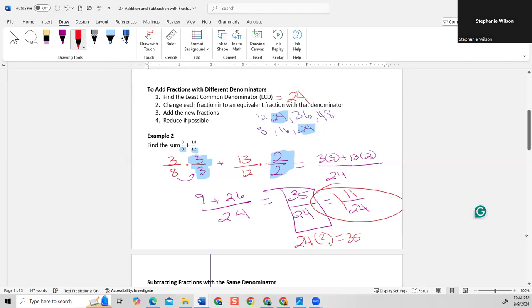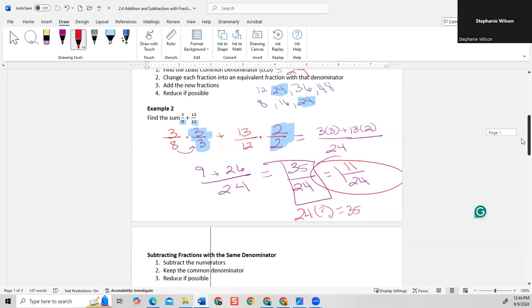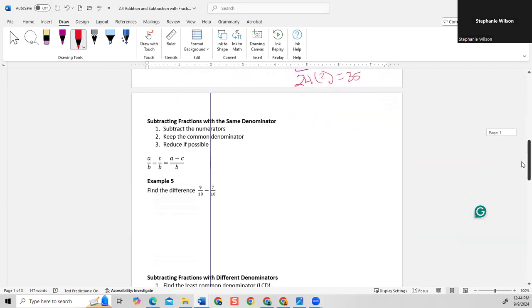In one of my videos, I showed how to convert mixed numbers, go back and forth between improper and mixed. So if you're struggling with this, please check out that video. Thank you. Now let's go to another example.